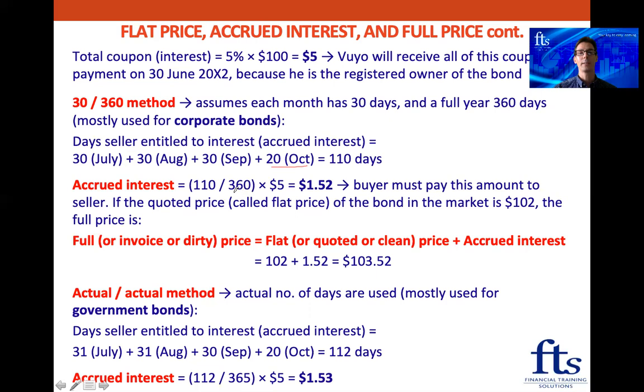So now we can work out the accrued interest. It's 110 days. The total time is 360 days. So it's going to be $1.52. That is the accrued interest. Now, Vuyo, the buyer, must pay this amount to the seller.